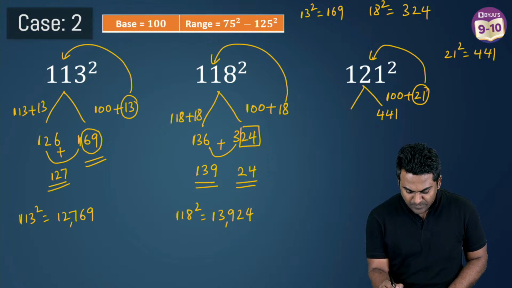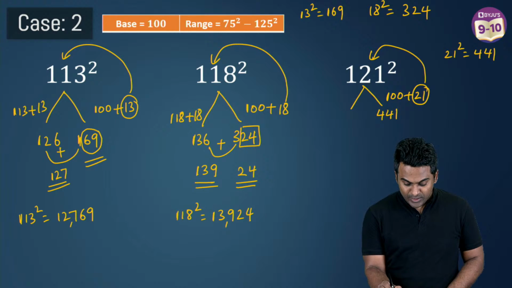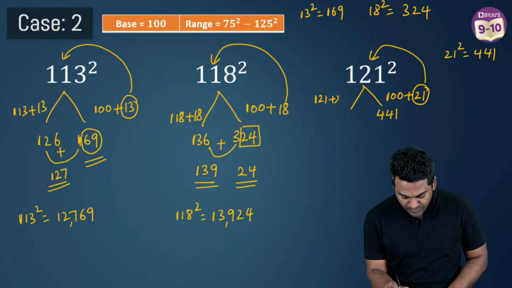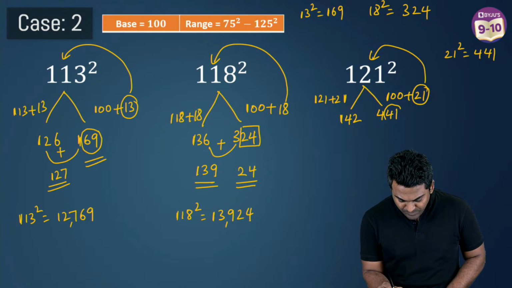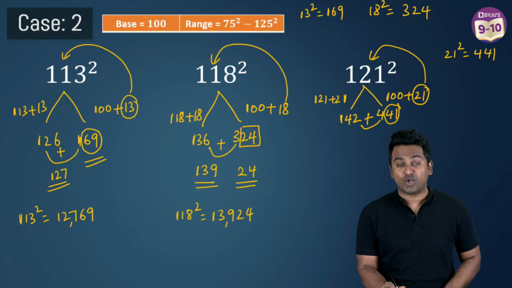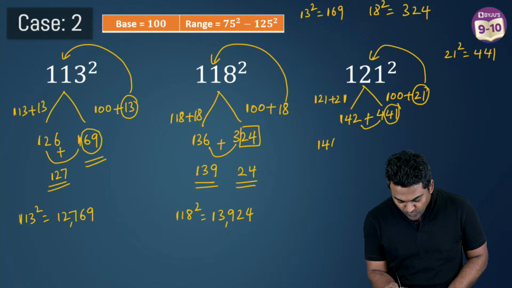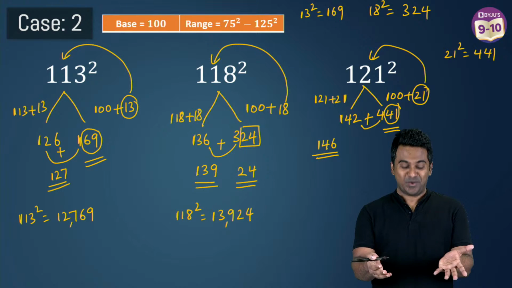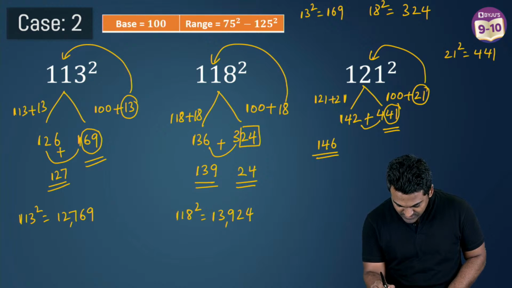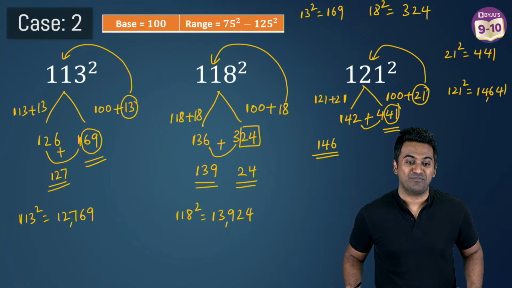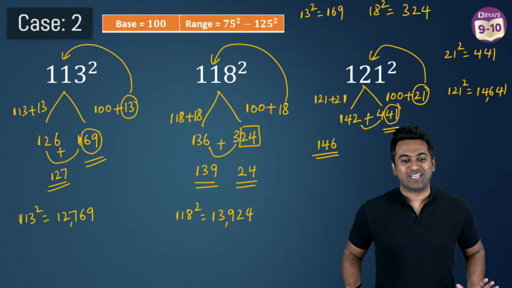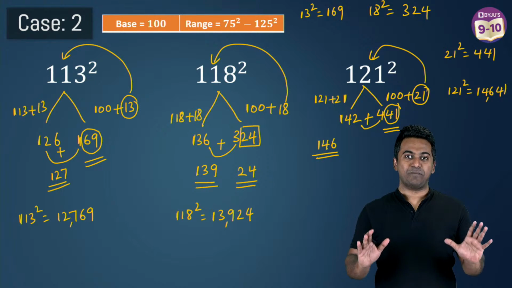And then I repeat the process. 121 plus 21. How much do I get? This is going to be 142. I'm going to keep these two digits and this number will be added to the number on the left hand side. 142 plus 4, I get 146, and the other is going to be 41, and I am writing that answer here. So 121 square is going to be 14641. 14,641. Okay, so have we understood the method?